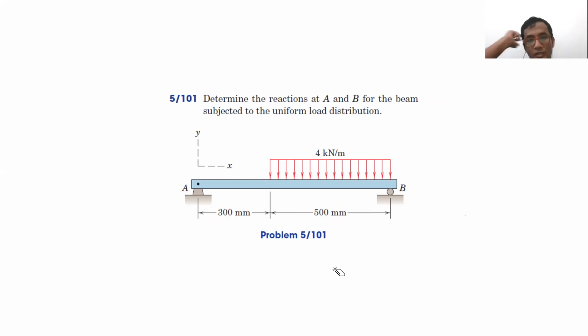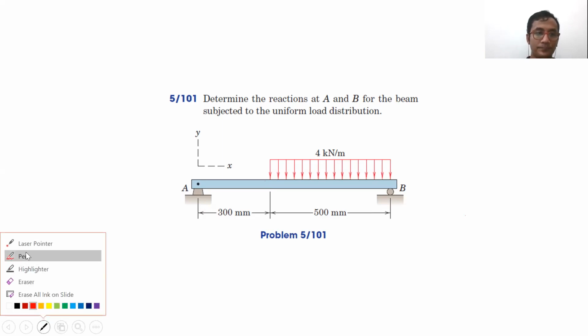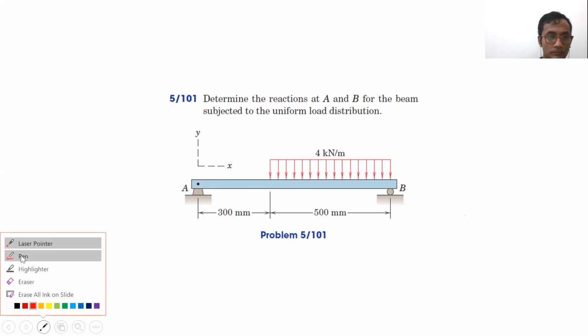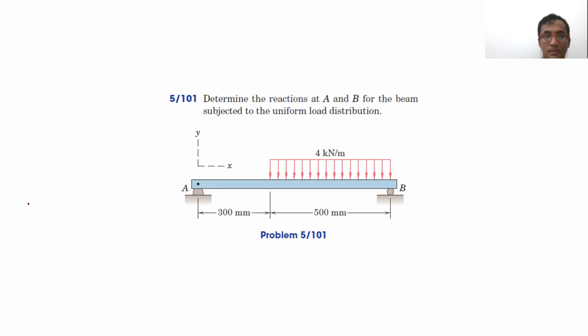Okay, for this one, what should we do? From the beginning, as usual, we have to solve for the external force at A and the external force at B. As usual, it's always like that. How can we solve that? We have to draw the free body diagram, of course.